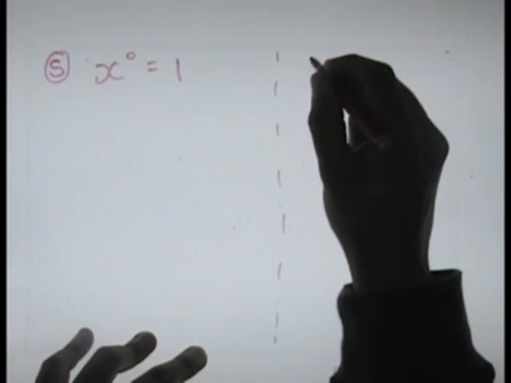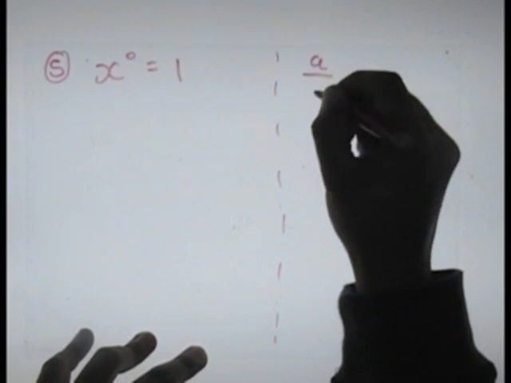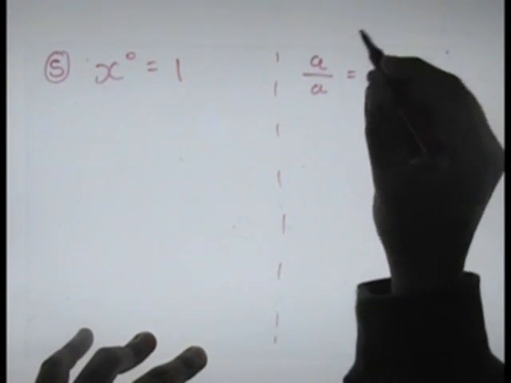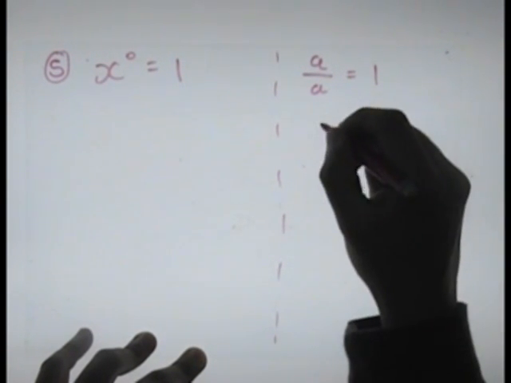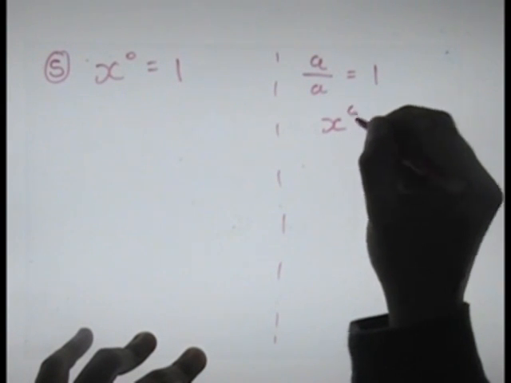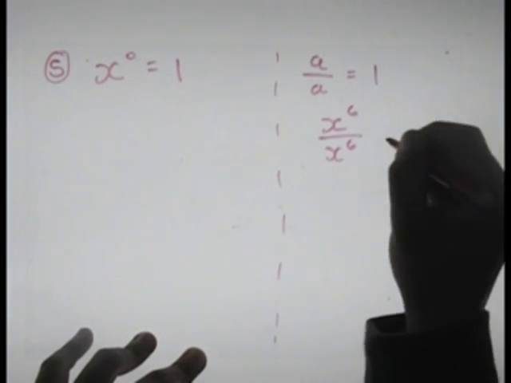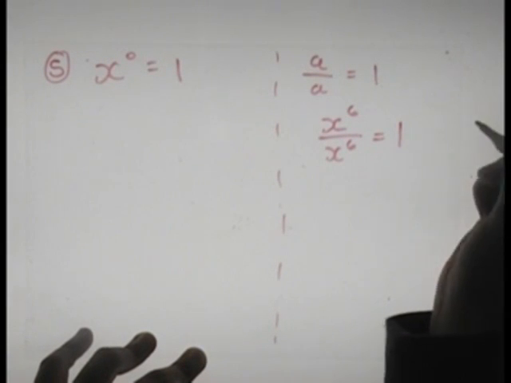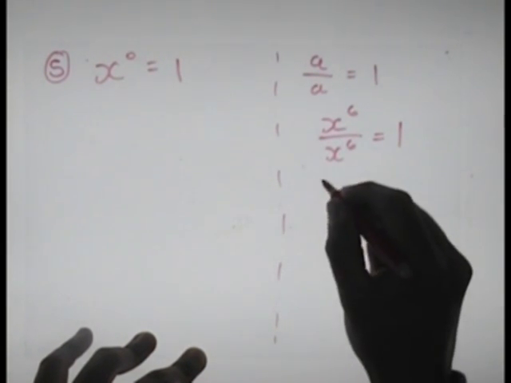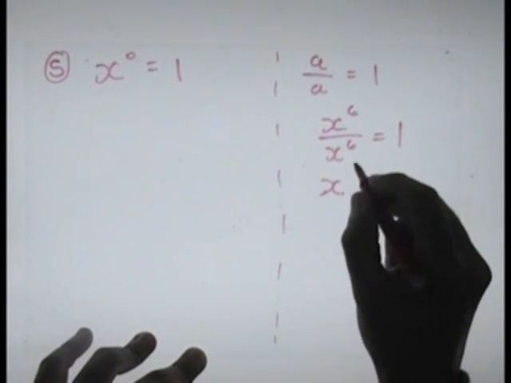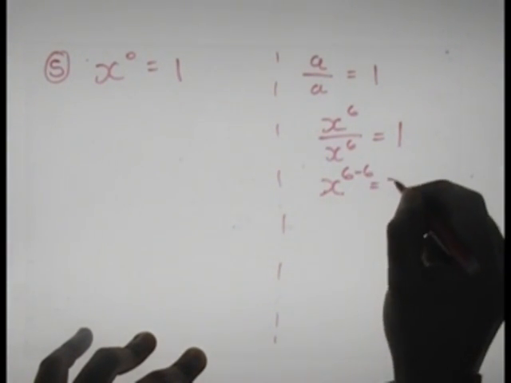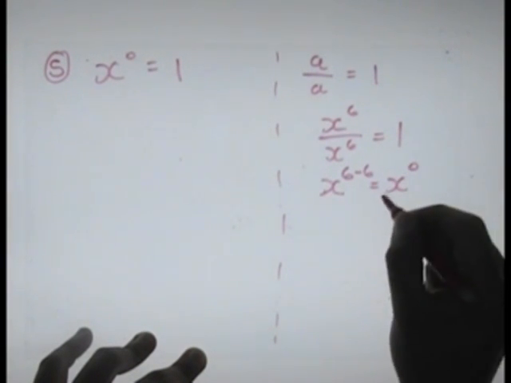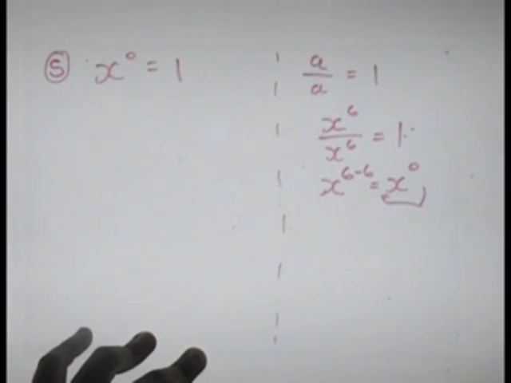We know that anything, let's say we have a over a, that's going to equal 1. A divided by a is 1, right? So what if I have x to the power 6 over x to the power 6? That should equal 1, right? But x to the power 6 divided by x to the power 6 is the same as, using law 2, x to the power 6 minus 6, which is equal to x to the power 0, which is the same as 1.